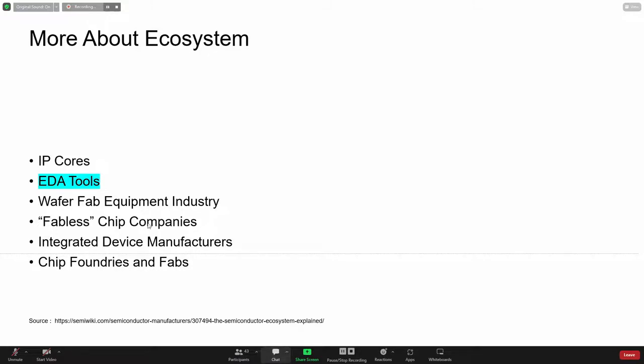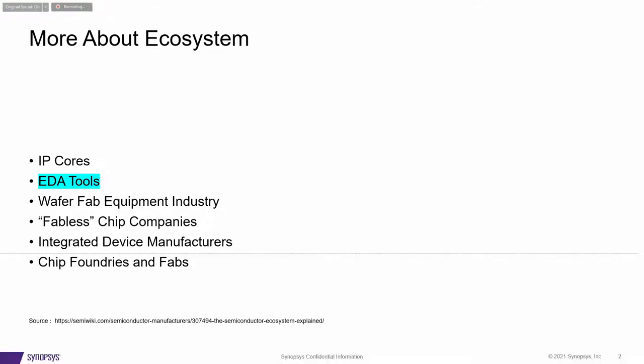Then, fabless chip companies. That means companies that don't have a fabrication facility. Most of the companies we know probably fall into this category. There are some system companies, like Apple, Qualcomm, Nvidia, and Amazon. They previously used chips designed by other companies, but now they are also developing chips. What they do is they don't have a fab. They use some of the IP cores, develop their particular chip, and use the service of a fabrication facility to get it manufactured.